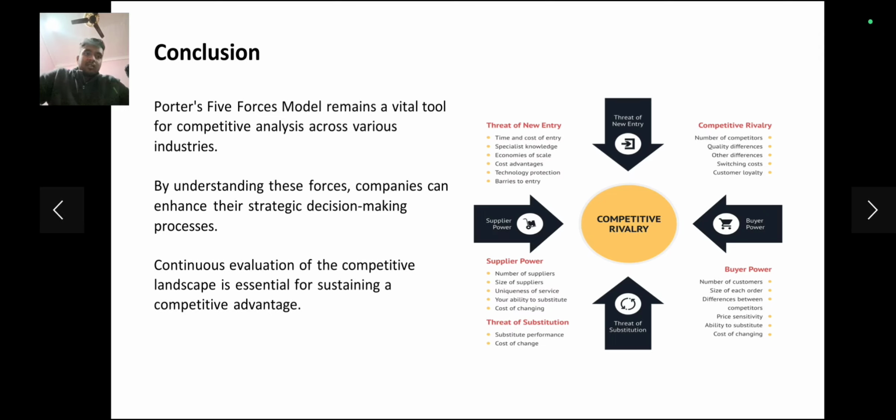These are the factors of competitive rivalry in the Five Forces model.